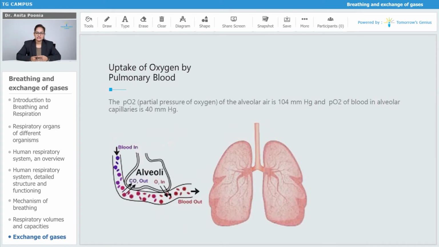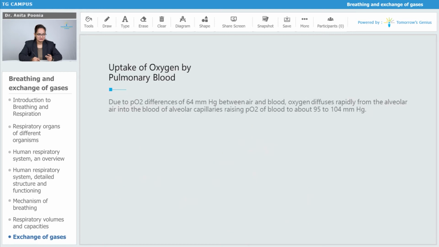The partial pressure of oxygen of the alveolar air is 104 mm Hg, and the partial pressure of oxygen of the blood in the alveolar capillary is 40 mm Hg. So due to the partial pressure difference of 64 mm Hg between the air and the blood, oxygen diffuses very rapidly from the alveolar air into the blood of the alveolar capillary, raising the partial pressure of oxygen of the blood to about 95 to 104 mm Hg.